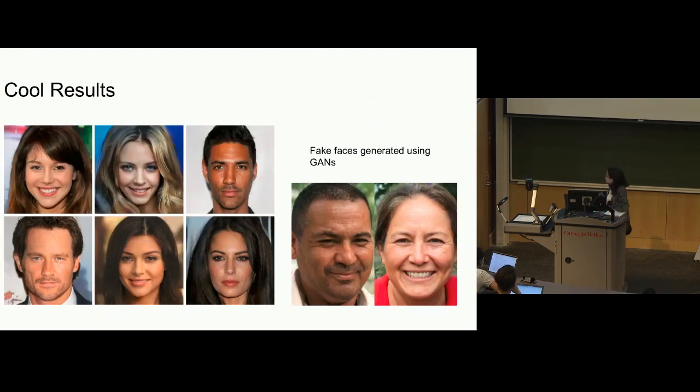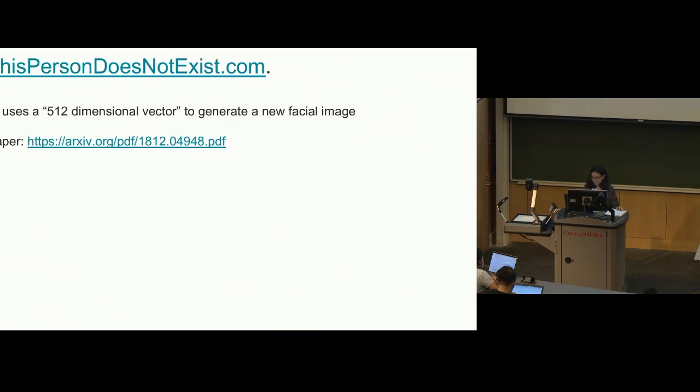So I'll just show you some very cool results that GANs have been able to produce recently. These are all fake people. These are all fake images of people. They're not real people. The ones on the right, these two people, I took this example from a paper by NVIDIA, and these are very high resolution, unreal people. So it is pretty cool what they have done with this.